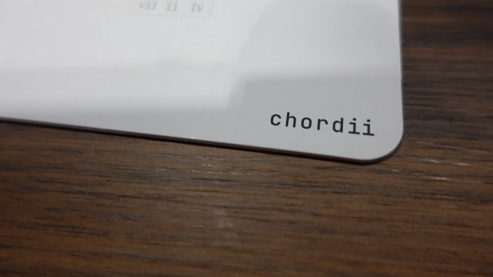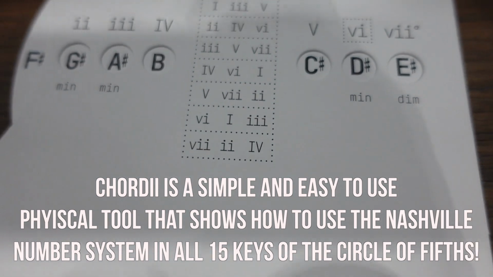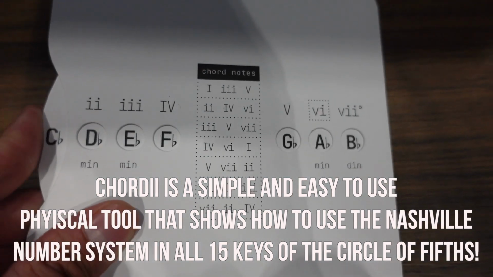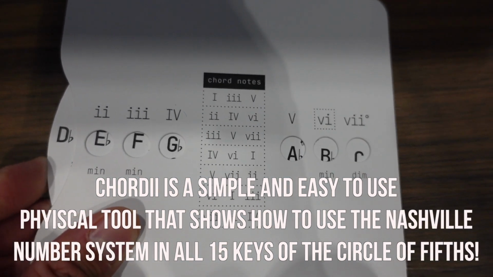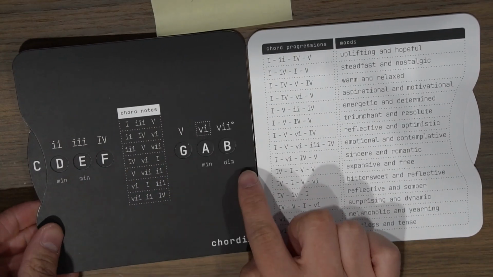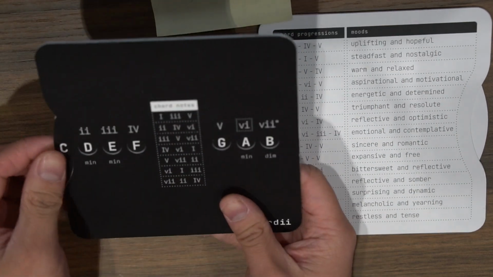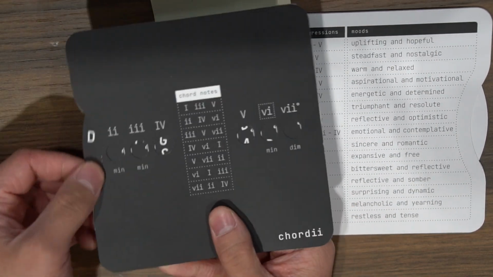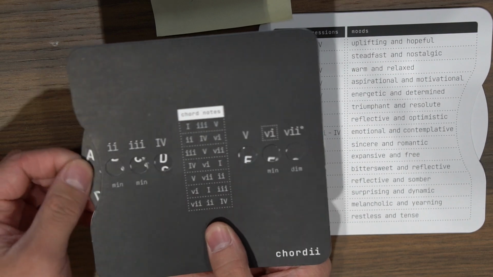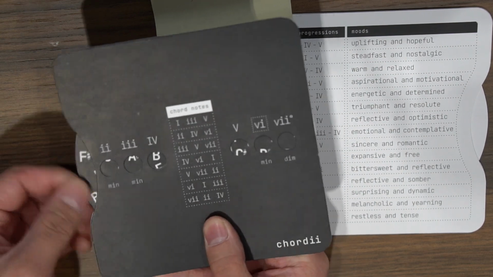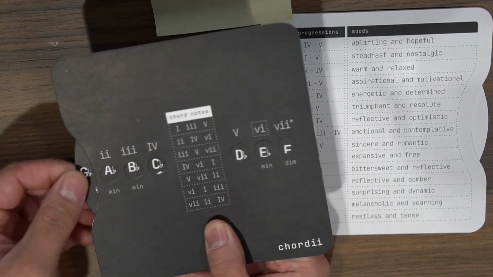Now, what is the Cordi? The Cordi is a brand new, easy to use, simple tool that is physical, and it comes in 2 different colors, and it shows you how to identify your chords using the Nashville number system. And it comes with a really cool spin wheel that shows you all the different chord progressions and numbers in all 15 keys using the circle of fifths.